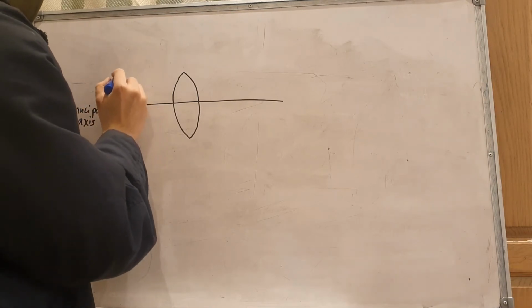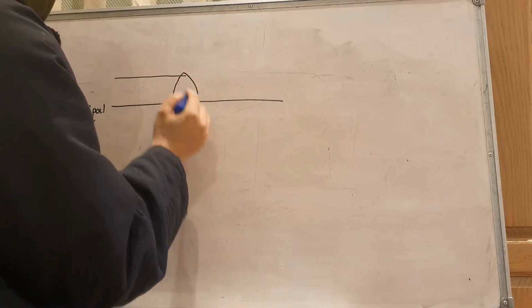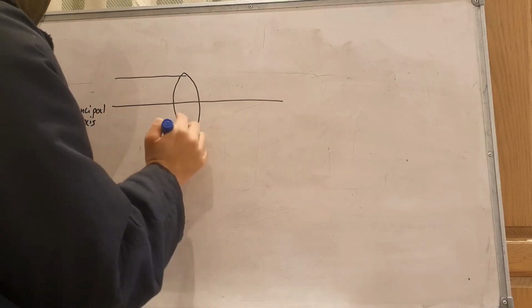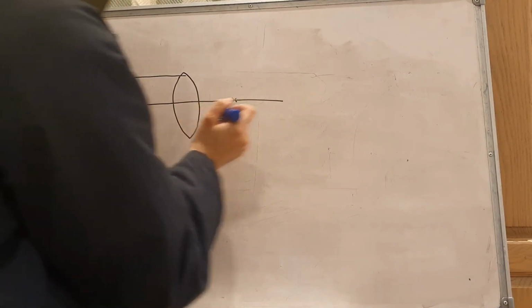And you draw lines parallel to the principal axis. Now, we met before, when you have parallel rays on the left-hand side and it's going from left to right, you'll meet a focal point. So let's get a ruler.